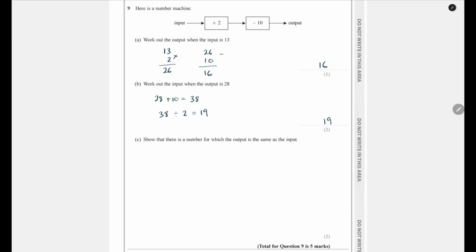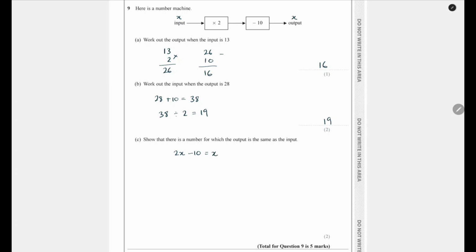Part C says, show that there is a number for which the output is the same as the input. So in order to prove this, we can say that the input is X and it needs to be the same as the output, so the output is also X. And so what we do to the input is we multiply it by 2, so 2x, and then we minus 10 from it, so 2x minus 10, and that has to be equal to the output, which is also X.